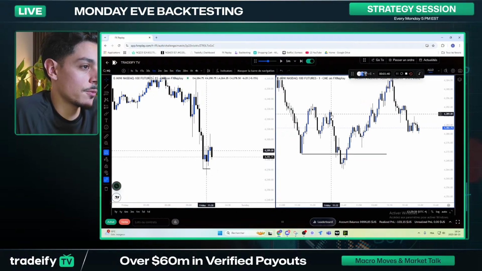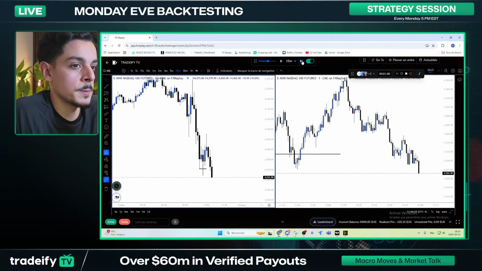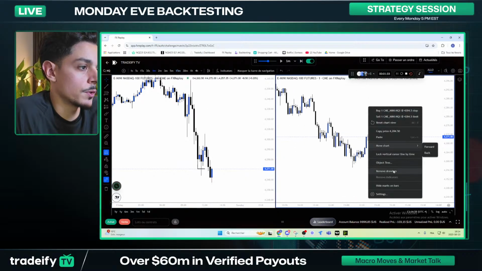But you see that fake out? It was a fake out, but then price went back towards the unfilled. Unfortunate. Still a good trade worth taking, in my opinion.